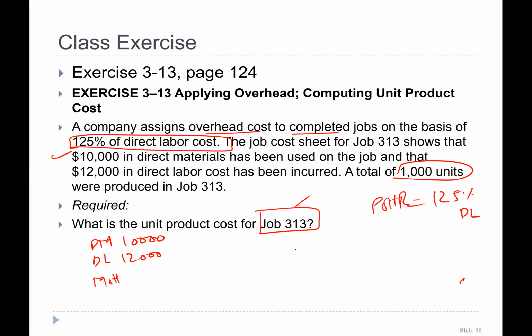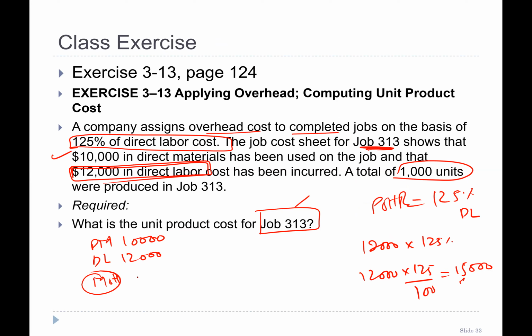So how much is the estimated manufacturing overhead based on actual cost? On this job, 12,000 direct labor cost has been applied. So what would be the overhead? Our overhead is 125%. How do we calculate that? 15,000. The answer is 37,000 on this job.